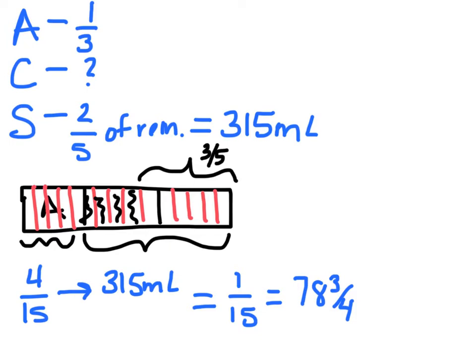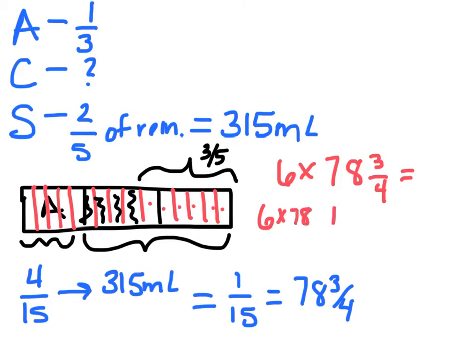So how do we figure out how much is carrot juice? We take 1, 2, 3, 4, 5, 6 units. Sorry, I've run out of room again on my screen. Times 78 3/4. Okay? So remember, we have several different ways we can multiply this. I'm going to go with the straight and simple way. I'm going to take 6 times 78, and then add that to 6 times 3/4, to give me 468 plus, let's see, 18/4.